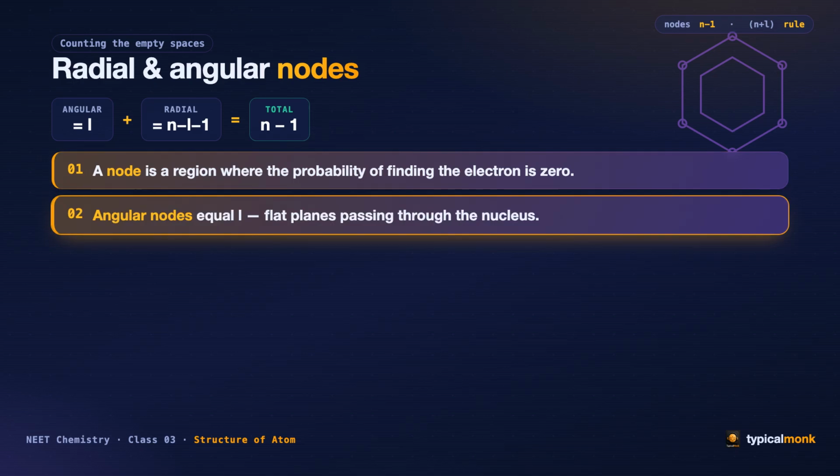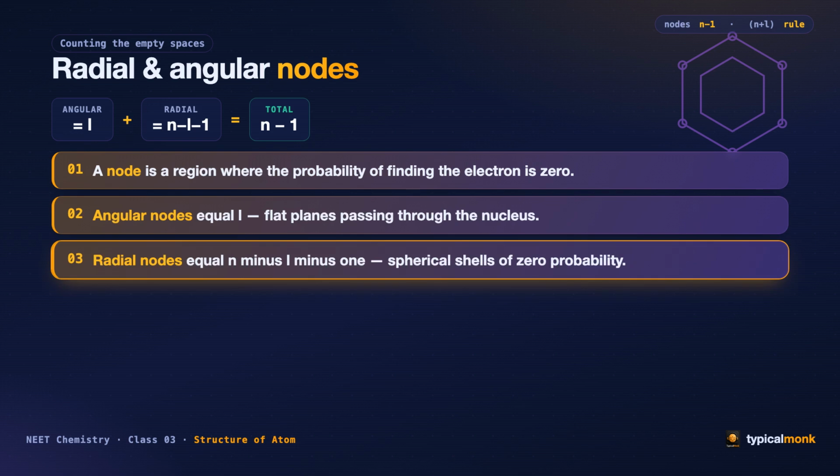Second, the angular nodes. These are flat planes that pass through the nucleus, and their number equals l. So an s orbital with l equal to 0 has no angular nodes, while a p orbital with l equal to 1 has 1. Third, the radial nodes. These are spherical shells of 0 probability nested inside the orbital, and their number equals n-l-1.